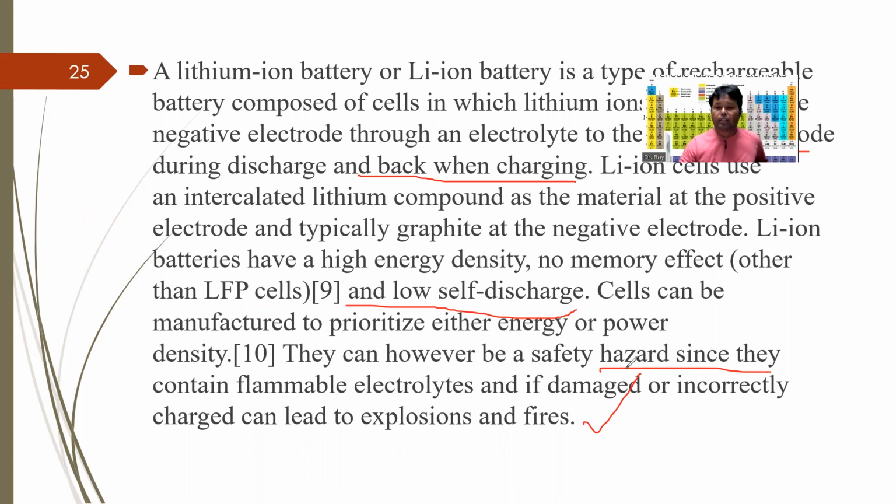So the hazard is that, since they contain flammable electrolytes, if the battery is damaged or incorrectly charged, it can lead to explosion and fires. So it can have these types of problems. When we are charging our phone, we should not use it, because if we are charging and discharging at the same time, that can be dangerous and explosive, because we are using some flammable electrolyte inside the cell in the lithium ion battery.